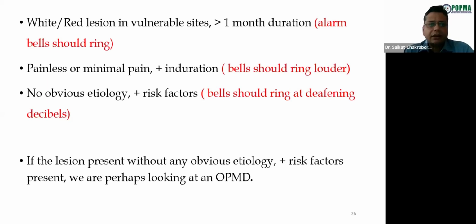So now, combining everything, there is a white or a red lesion, and now we know what the vulnerable sites are: lateral border of the tongue, floor of the mouth, vestibule, where they keep their quid. Duration more than 1 month, you should start thinking that this is not something which we can let go.